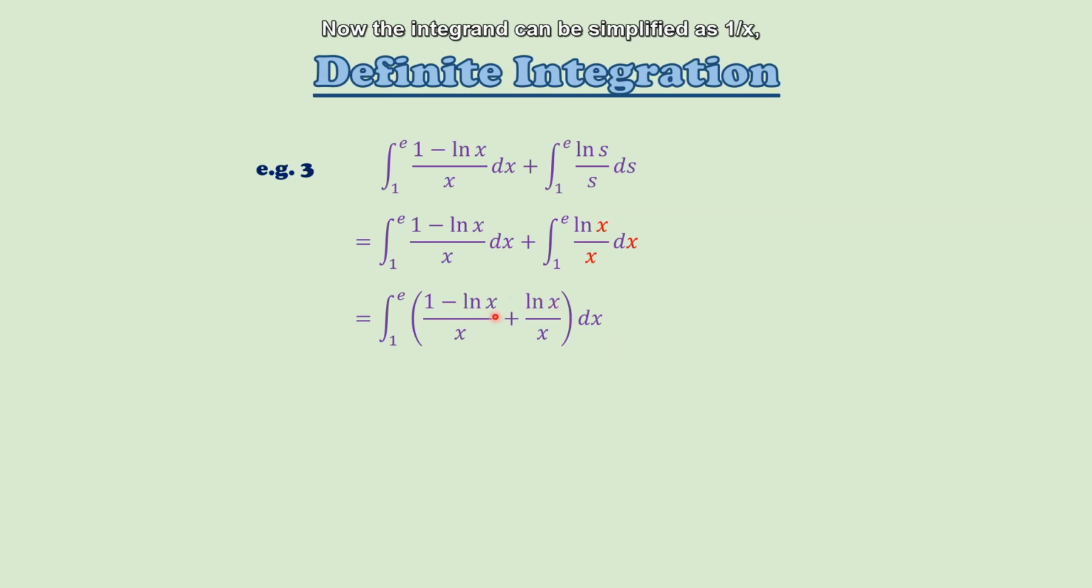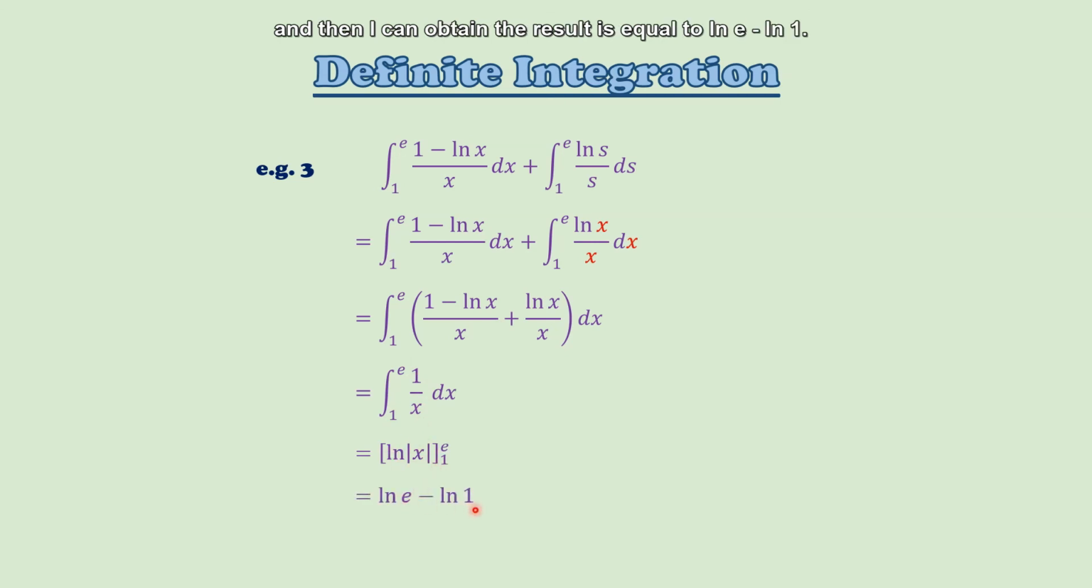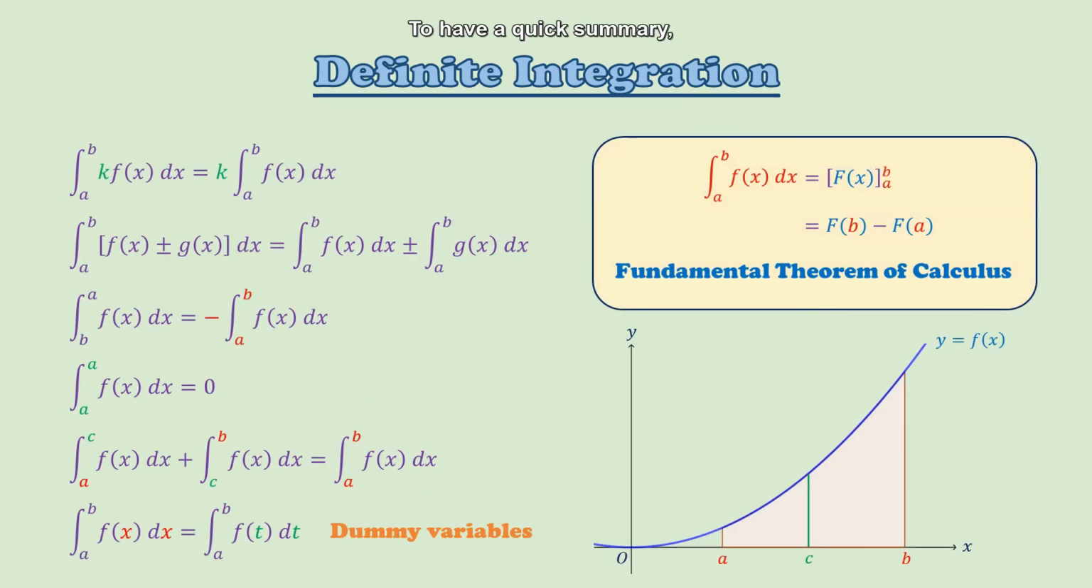Now the integrand can be simplified as 1 over x, and now I can do indefinite integration without plus c, and then I can obtain the result is equal to log e minus log 1. That means it is equal to 1. This is how we can do definite integration. To have a quick summary, definite integrals are related to the area between the curve and the x-axis. And to find this area, we usually apply the fundamental theorem of calculus.